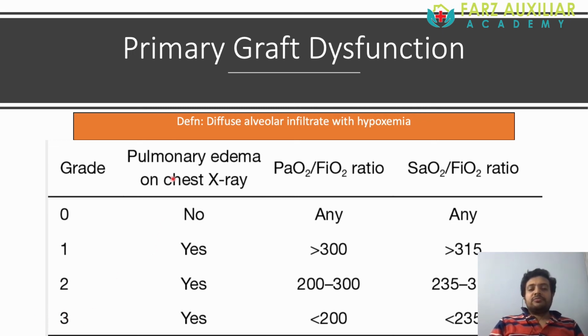Regarding the gradation, it should be done at 24 hours, 48 hours and 72 hours after the anastomosis of the second lung, that is, the perfusion of the second lung. Whenever the second lung is perfused, this is considered as time 0. Then at 24 hours, 48 hours and 72 hours, the primary graft dysfunction should be assessed. And at 72 hours, if there is primary graft dysfunction, it is of the most important clinical significance.